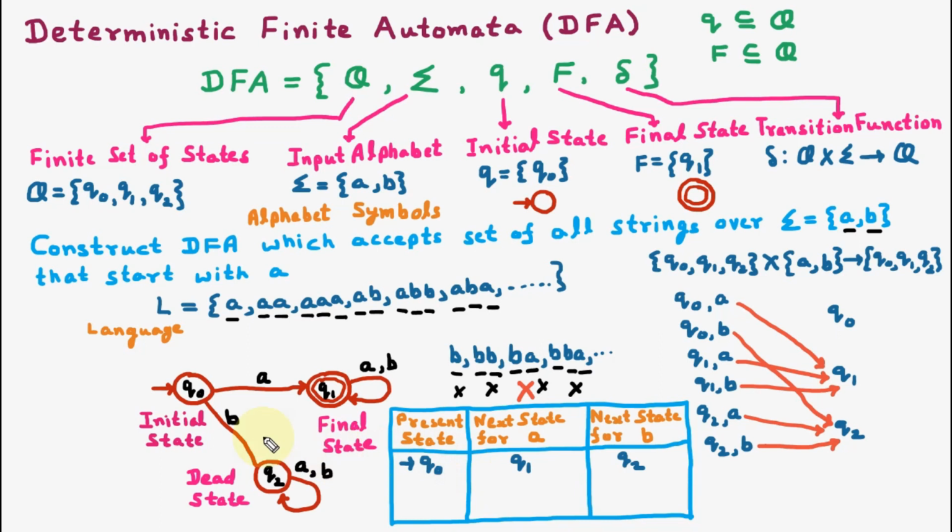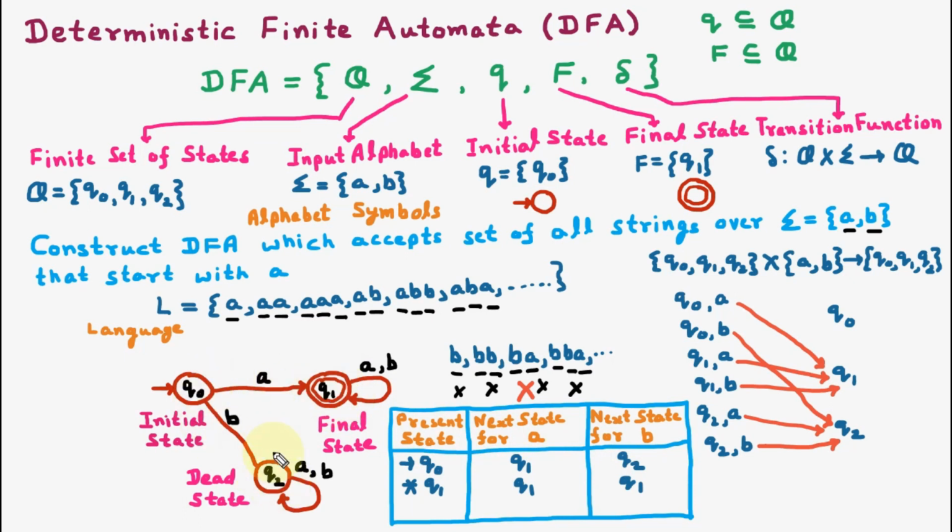Now we are taking another state, which is Q1. This Q1 is the final state. That's why I am putting this star. This star signifies it is the final state. On Q1, if A will come, here we are coming back to Q1. And on this Q1, if B will come, in that case again we are coming back to Q1.